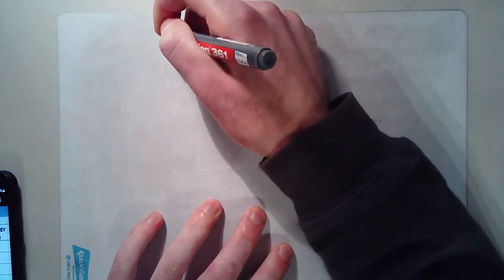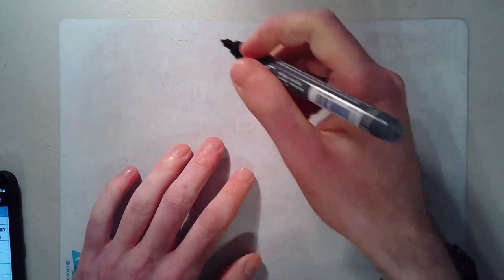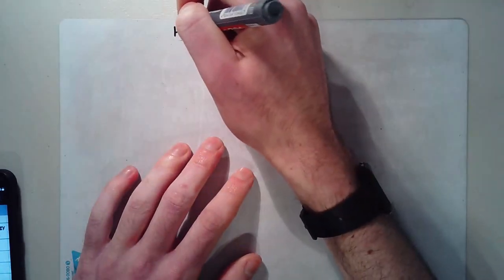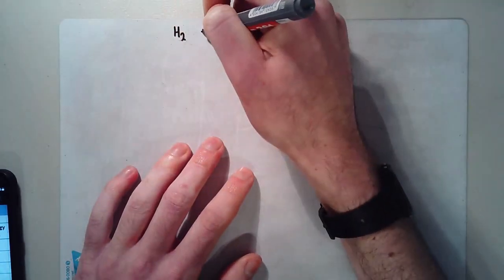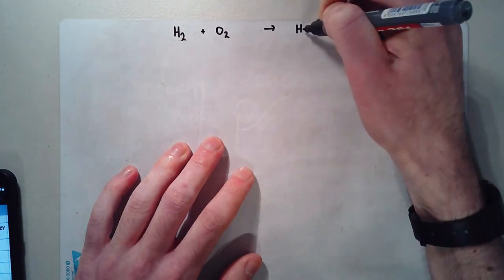Let's start with a relatively straightforward reaction. I'm going to need the whole board for this. This is a really difficult thing to teach because it requires loads of space on the board. So I'll try as hard as I can. So let's take a simple reaction between hydrogen and oxygen to make water.